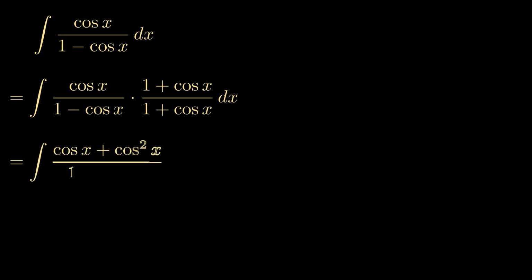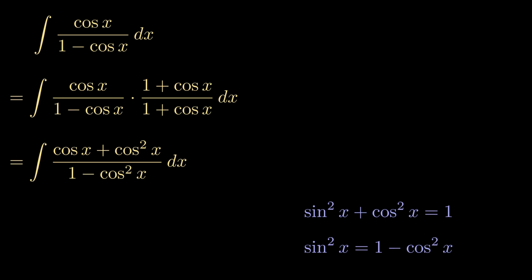And if we multiply out the terms, the numerator becomes cosine of x plus cosine squared of x, and the denominator becomes 1 minus cosine squared of x, if we use difference of squares. We can use the trigonometric identity 1 minus cosine squared of x equals sine squared of x, and rewrite the denominator as sine squared of x. So this just becomes the integral of cosine of x plus cosine squared of x over sine squared of x dx.